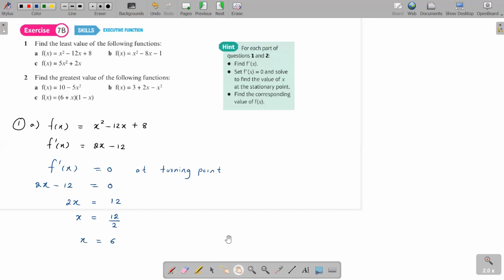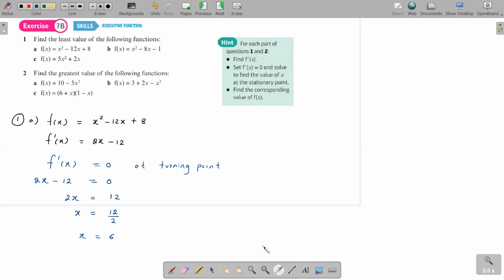In this case, we can go for the second derivative. However, when you look at the graph itself, x square minus 12x plus 8 is a what type of graph? It's a quadratic, and since it's a plus x square, it's a quadratic minimum graph. So x equals 6 should be the x value at this turning point. You don't even need the second derivative to prove it's a minimum. Because x square is a minimum graph, it's definitely the minimum.